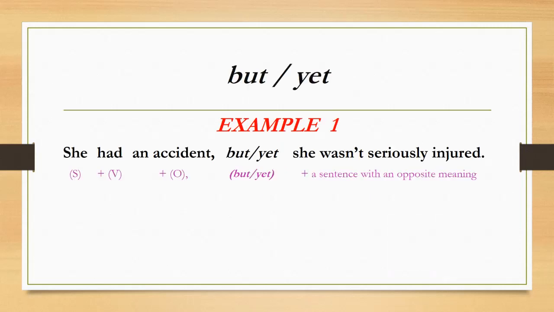Example 1. She is a subject, had is a verb, and accident is an object. She wasn't seriously injured is a sentence with an opposite meaning. She had an accident, comma, but or yet she wasn't seriously injured.